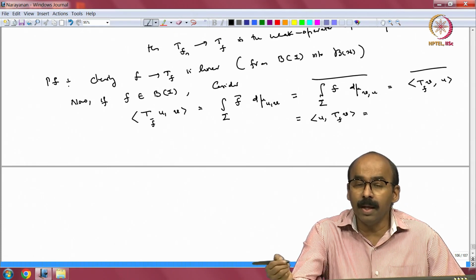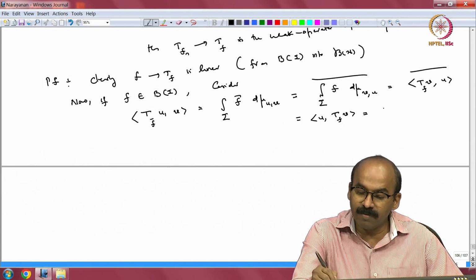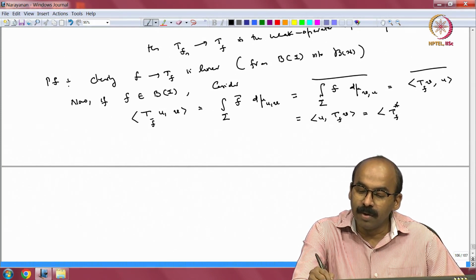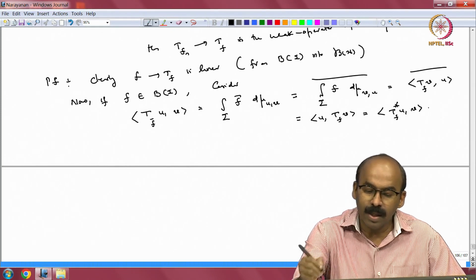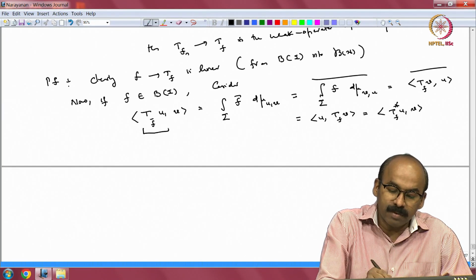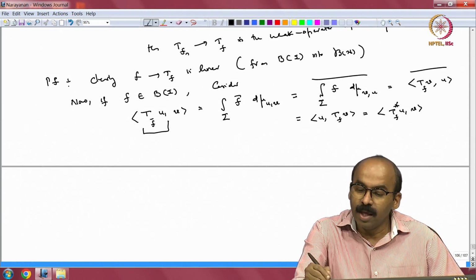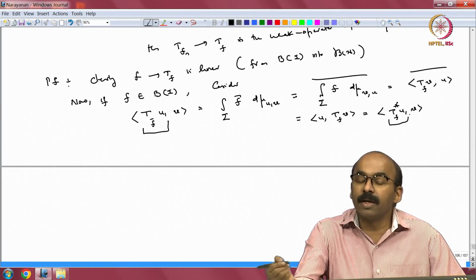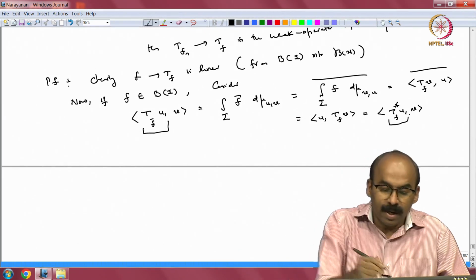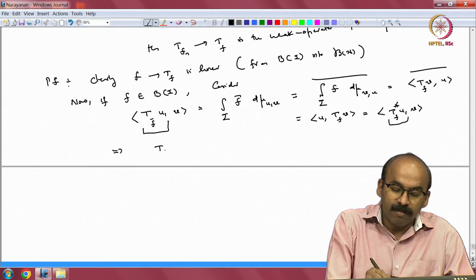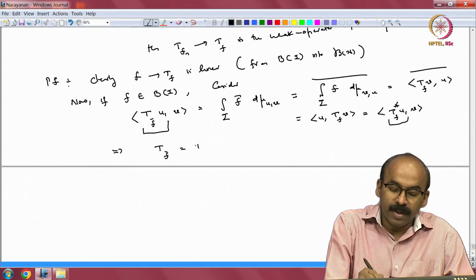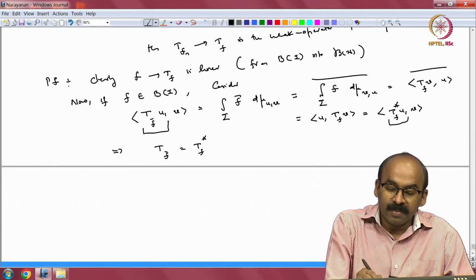Okay. So, T sub f I take to the left hand side. So, that is the adjoint of T sub f, u, v. Okay. So, now if you look at this, we started from T f bar acting on u inner product with v, we got T f star acting on u inner product with v, right. So, this implies T f bar is equal to T f star, right.